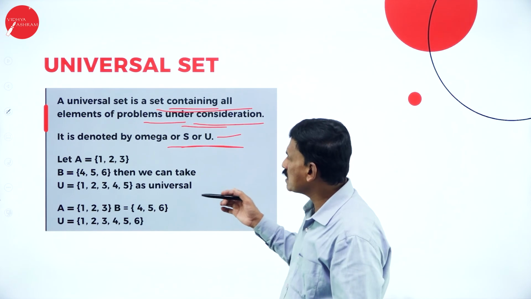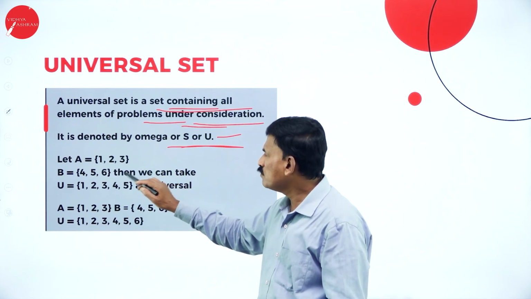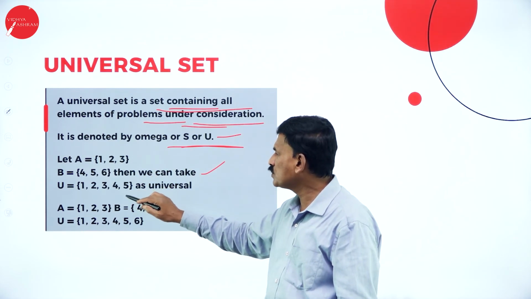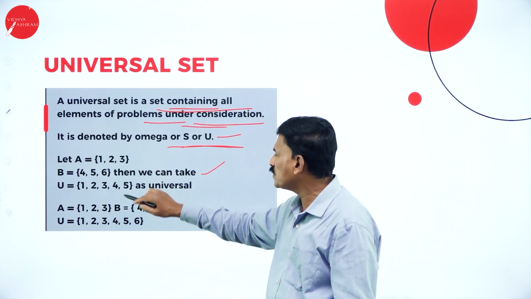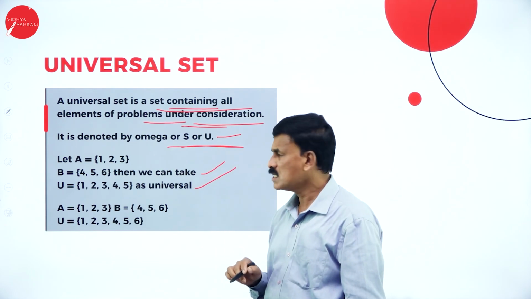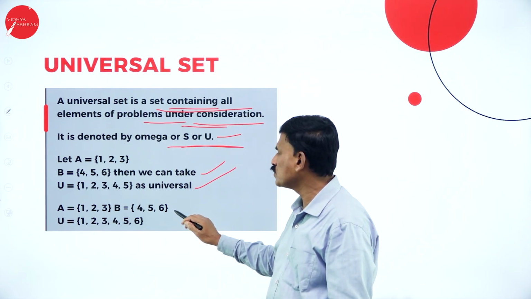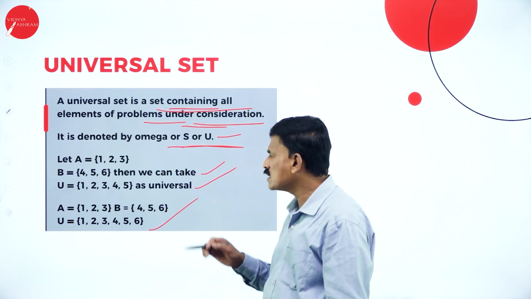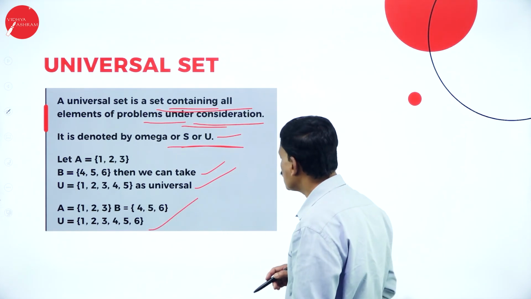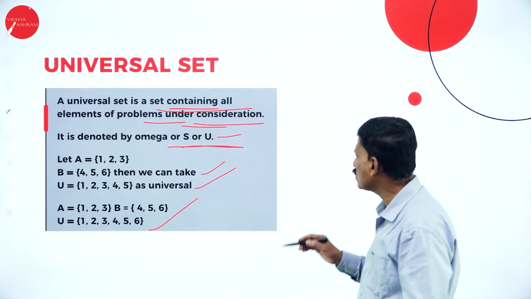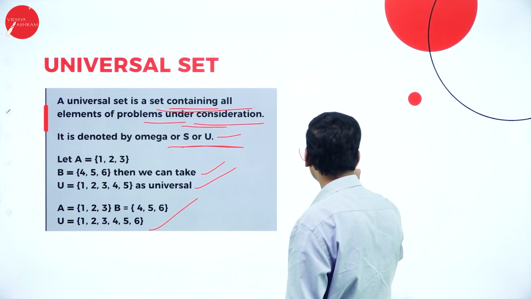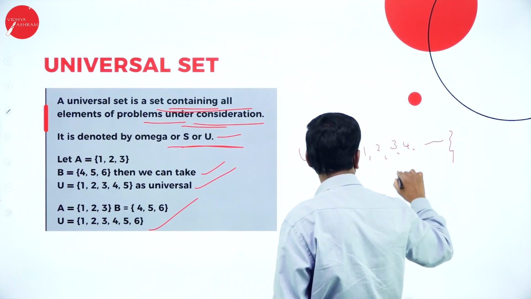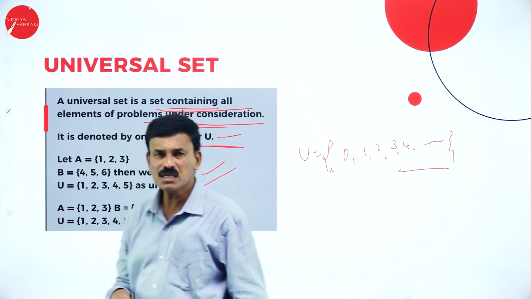Now, let us take an example. Let A be equal to {1, 2, 3} and B be equal to {4, 5, 6}. Then we can take the universal set as {1, 2, 3, 4, 5, 6}. All the elements of A and B come under this set. Similarly, if A is equal to {1, 2, 3, 4} and B is equal to {4, 5, 6}, then the universal set is {1, 2, 3, 4, 5, 6}. This is how we are going to represent it. So, the universal set contains all the entries which we are going to consider under consideration.